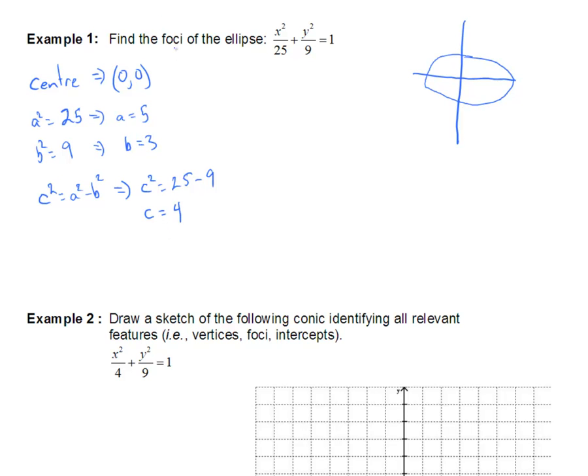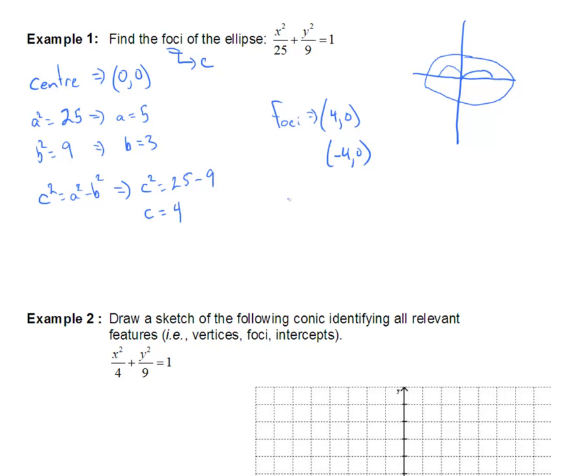So we just want to find the foci. Remember, foci comes from c. The distance from the center to the foci is c. Center is 0, 0. So if we move 4 units along the major axis, we get the foci. So we start here and move 4 this way and 4 that way. And we're going to find that they're 4, 0 and -4, 0.